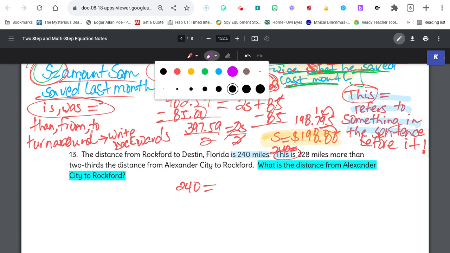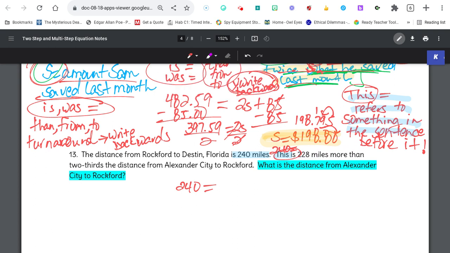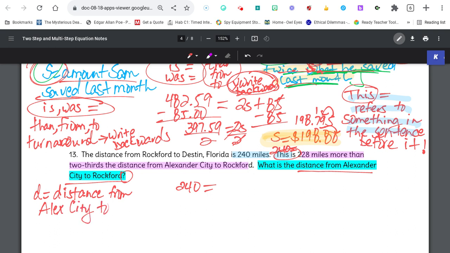And I can pretty much see it. It's going to equal 228 miles more than 2/3 the distance from Alexander City to Rockford. Okay, now look at this. It says, what's the distance from Alex City to Rockford? So I'm going to do D as my unknown. I'm going to write that first. What don't you know? Look in your question. D is the distance from Alex City to Rockford.